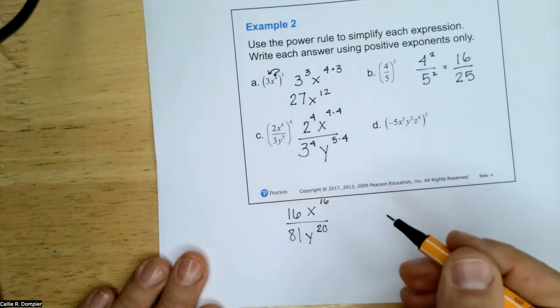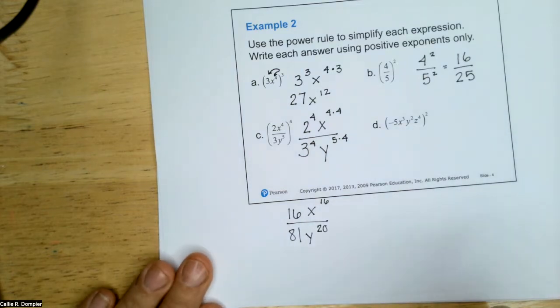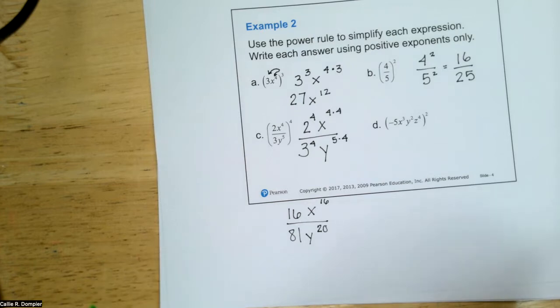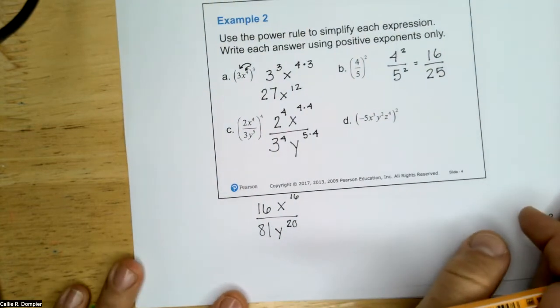Everything is positive. Can anything be reduced? Do 16 and 81 have any common factors? I don't think so. So I would just leave it like that. Everything's positive, and we've simplified it as much as we can.